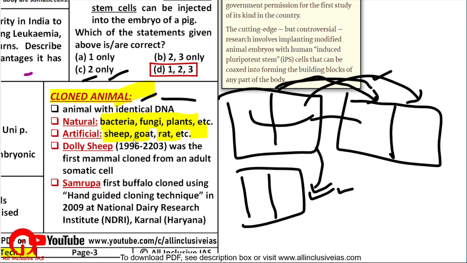The world's first cloned animal was Dolly the sheep, created in 1996, and it died in 2003. This is not 2203, this is 2003. It was the first mammal cloned from an adult somatic cell. And the first buffalo to be cloned was Samroop. It was cloned using the hand-guided cloning technique in 2009 at the National Dairy Research Institute in Karnal, Haryana.